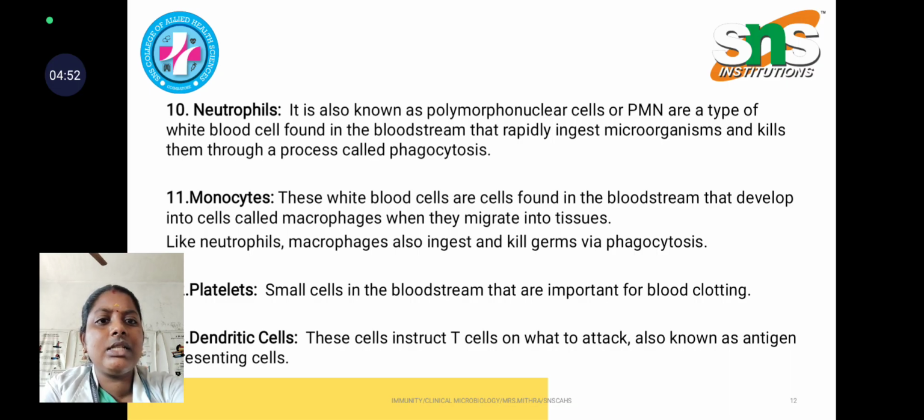And dendritic cells instruct the T cells or T lymphocytes on what to attack. So what are the microorganisms that come into our body? These dendritic cells will instruct them what to attack, and they are also known as antigen presenting cells.